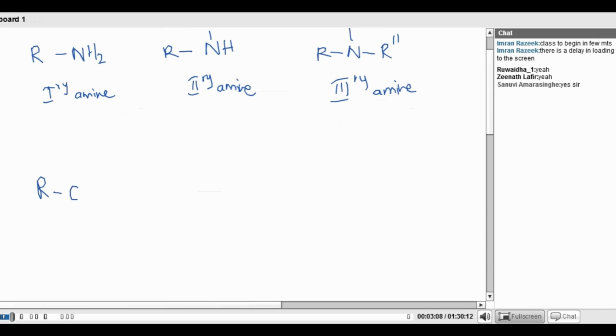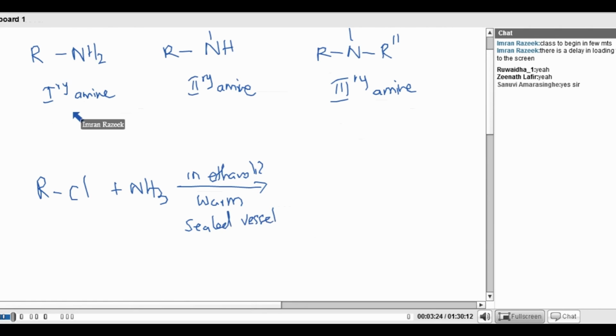As for manufacture of primary, secondary, and tertiary amines, you know the reactions we have done: any haloalkane reacts with ammonia, but this ammonia should be in ethanol, that's known as ethanolic ammonia, warmed in a sealed vessel, no heating under reflux, right? No heating under reflux, because ammonia will escape the reflux condenser, right?